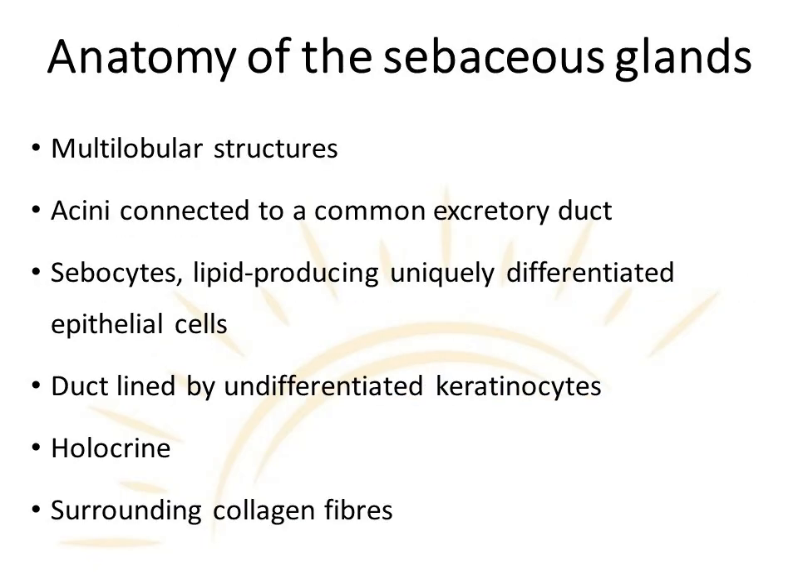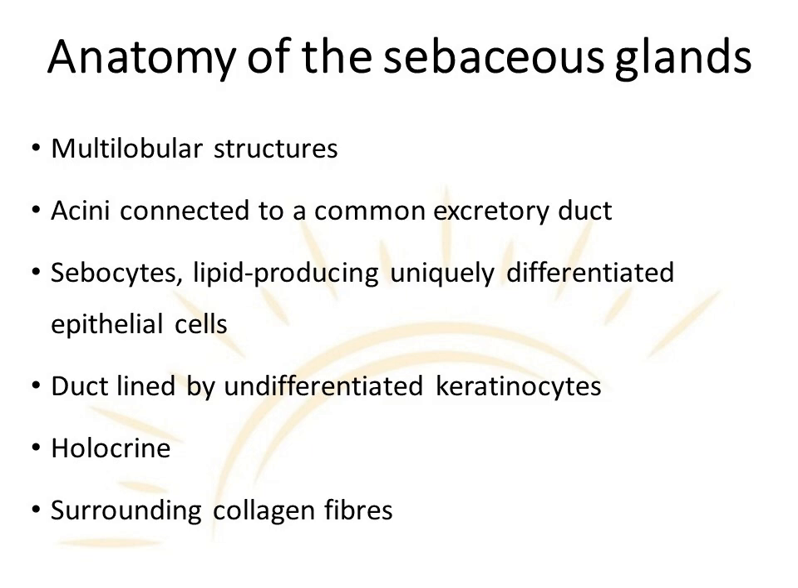Anatomy of the sebaceous glands. Human sebaceous glands are multilobular structures of epithelial origin that consist of acini connected to a common excretory duct, Fig. 6:1. Sebaceous glands are composed of sebocytes, which are lipid-producing, uniquely differentiated epithelial cells. On the other hand, the sebaceous duct is lined by undifferentiated keratinocytes and is usually associated with a hair follicle, which is composed of stratified squamous epithelium.